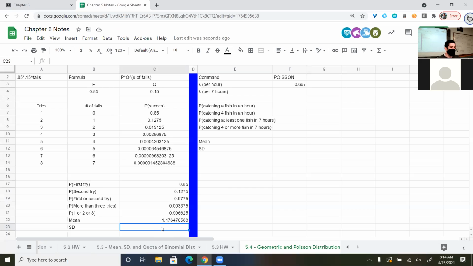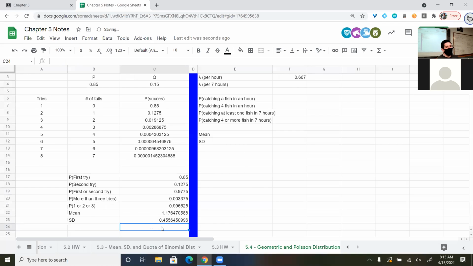The standard deviation is going to be the square root of Q divided by P. So the square root of my probability of failure, which is 0.15, divided by the probability of success. So there's a 1.17 as the mean, give or take about a half a try. So that's what kind of boosts it up into kind of close to 2 tries than to 1.